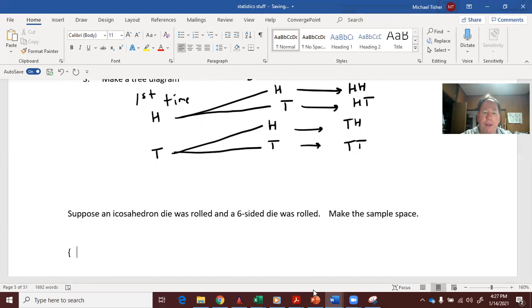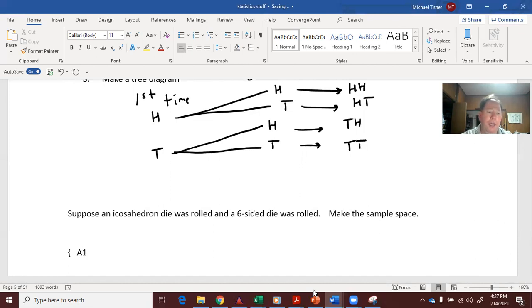Now, let's suppose that we just have letters on the icosahedron die. The icosahedron die has 20 sides, and so let's suppose that each side is made up of the letters A through T. So we can have A on one side. Now at the same time, we're going to roll a six-sided die. Let's just say we have numbers 1 through 6 on that die. So again, we have letters A through T on the icosahedron die, and numbers 1 through 6 on the six-sided die. So we can have A1.